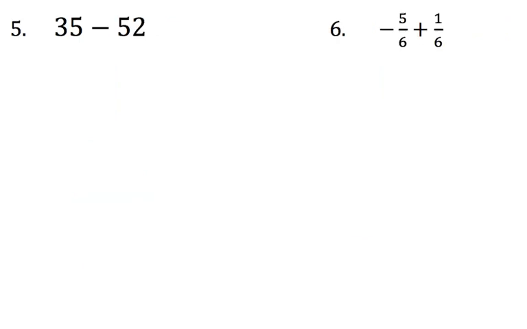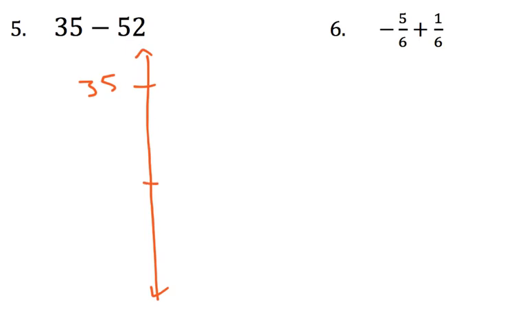Alright, the elevator context still really works here. For this one, we're starting at 35. Subtracting means we're going down, and we're going down 52. So I'm going to start at the 35th floor, and then I want to go down a total of 52 floors. Let's break this one up.